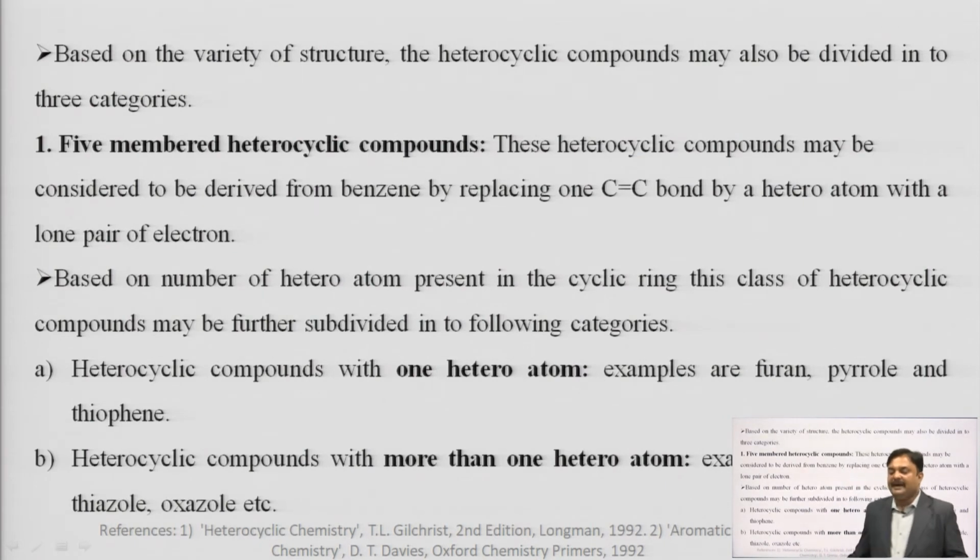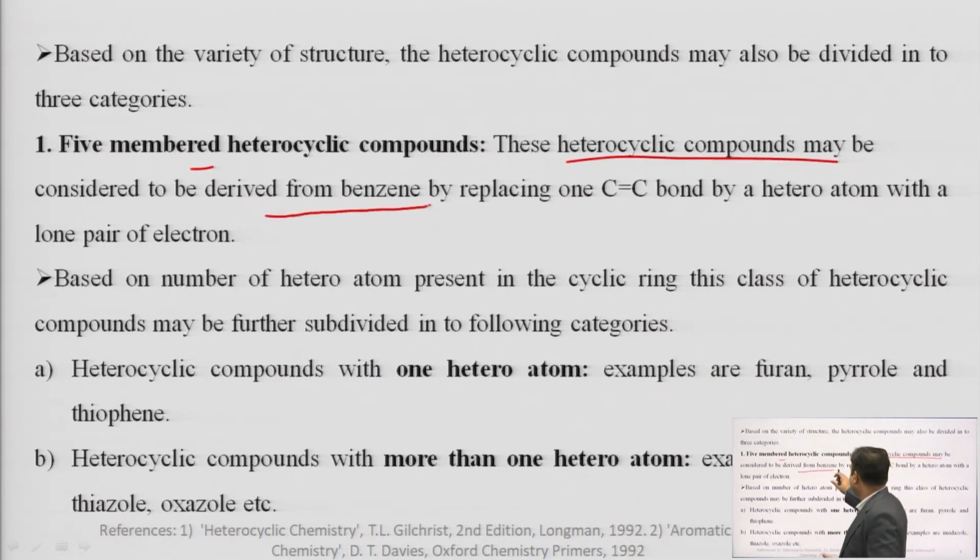Now, based on the variety of structure, the heterocyclic compounds may be divided into 3 categories. They can also be divided into various other categories, but 3 categories are the important ones. The first one is 5-member heterocyclic compounds, meaning the total number of members in the cycle is 5. Out of 5, 1 or more heteroatoms must be there. These heterocyclic compounds may be considered to be derived from benzene by replacing one C=C bond by a heteroatom with a lone pair of electrons.